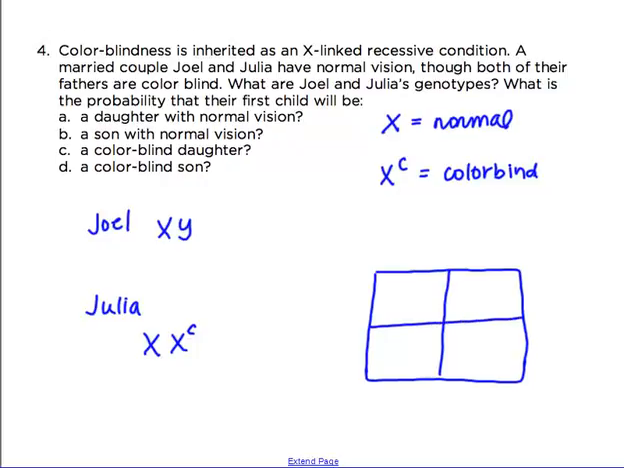So let's see, Joel has a normal X and a Y, and Julia has a normal X and an affected X with the colorblind gene. So these are their offspring. Okay, so for A, what is the probability of having a daughter with normal vision?